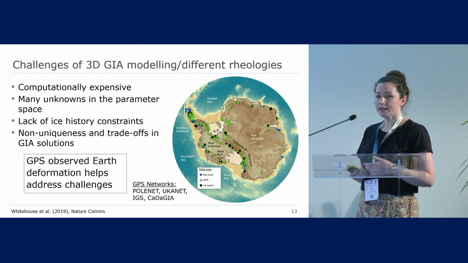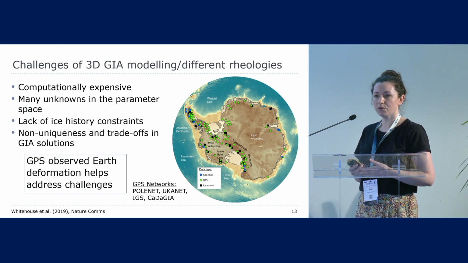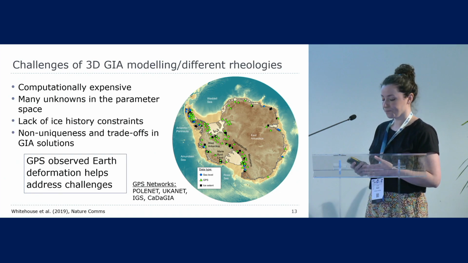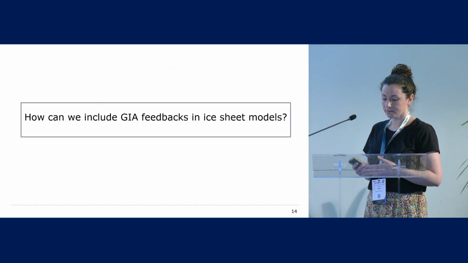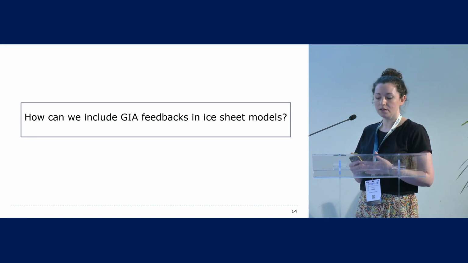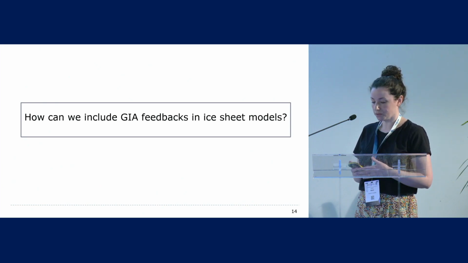One thing that can really help us address these challenges are the GPS observations of Earth deformation from around Antarctica. And there are several networks in operation around Antarctica currently. So I've shown that these GIA feedbacks are important when thinking about the ice sheet, but how can we include them in ice sheet models?